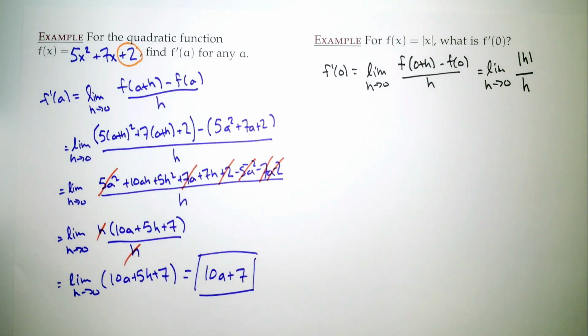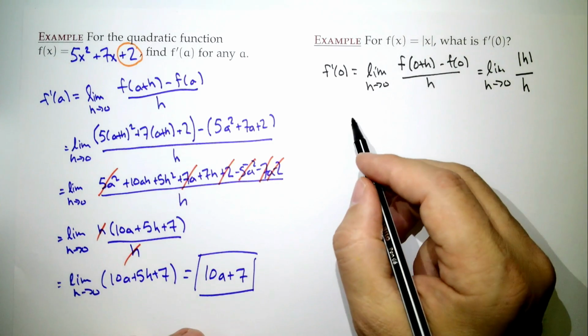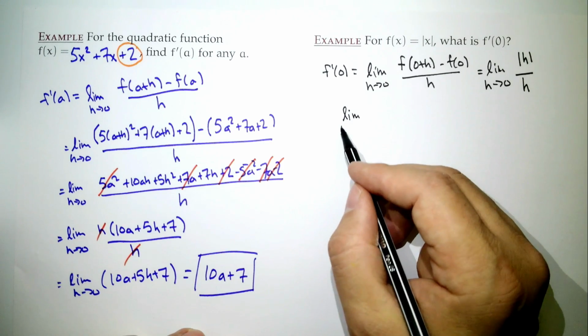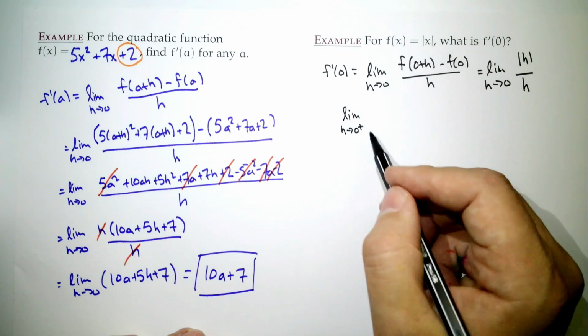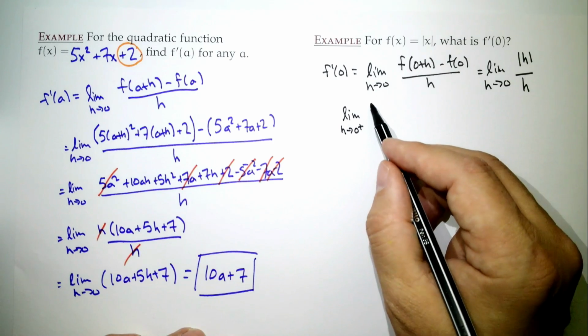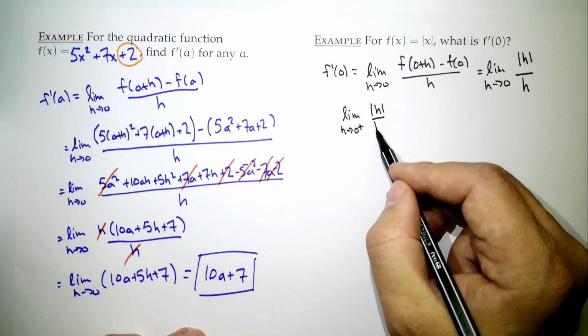Now that limit is not so obvious right away. So let's try to think about it in two sides. Suppose I break it up into the left and the right. Let's start from the right. In other words, I'm a little bit above 0. What happens to absolute value of h if I'm a little bit above 0?